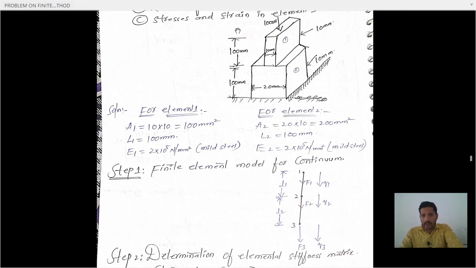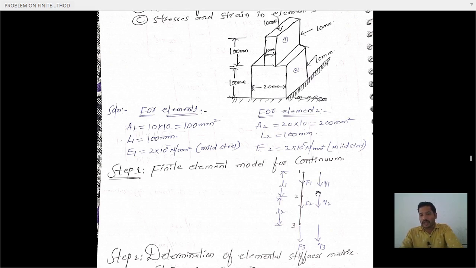Okay, so if you observe here, this we can say is the first node, this one the second node, and this one the third node. It is represented here as first node, second node and third node. The length from the first node to the second node is L1, and from the second node to the third node is L2. The nodal force acting at this point is F1, the nodal force acting at the second node is F2, and the nodal force acting at the bottom is F3.